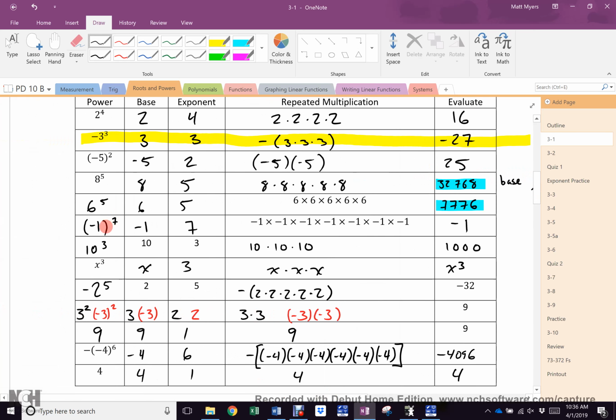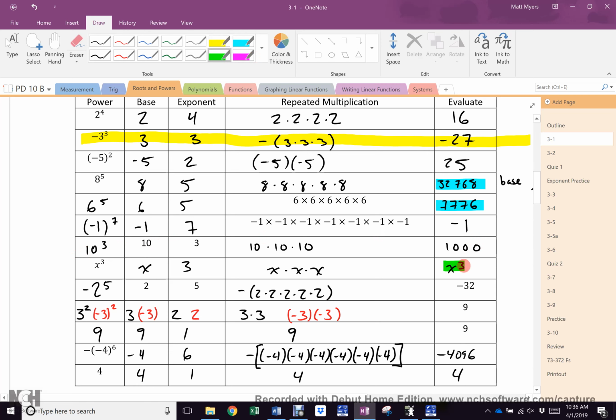The next one that kids screw up is this one. -1, -1, -1, -1, -1, -1. Why is it -1? Because the negative is part of the exponent, so the negative has to repeat. And since it repeats an odd number of times, you end up with a negative answer. Cool? All right. Everyone is good with 1,000 usually.